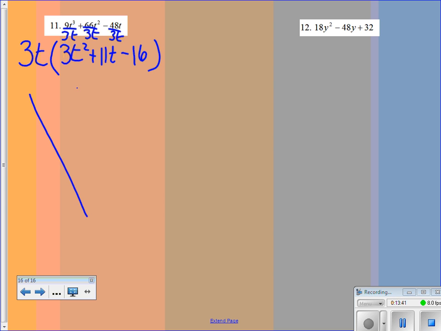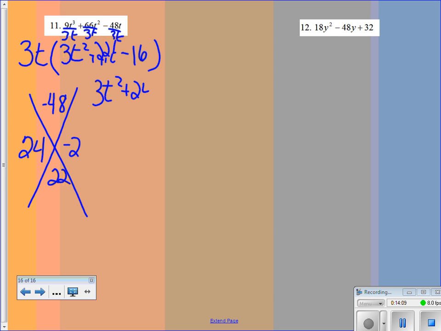So go ahead and set up your x. You get negative 48 and 22. That should be 22, not 11. Silly me. I will tell you that the things that multiply to negative 48 and add to 22 are 24 and negative 2. So what I want you to do right now is set it up. We're going to ignore our little sister right now. So we have 3t squared plus 24t minus 2t minus 16.